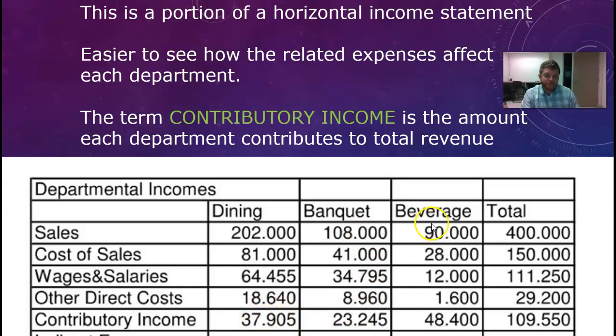And if you look at banquet and beverage, you can see that beverage brings in almost $50,000, and they only make $90,000. So it's over 50% of their revenue they're maintaining, while in the dining area and the banquet area, not as much.